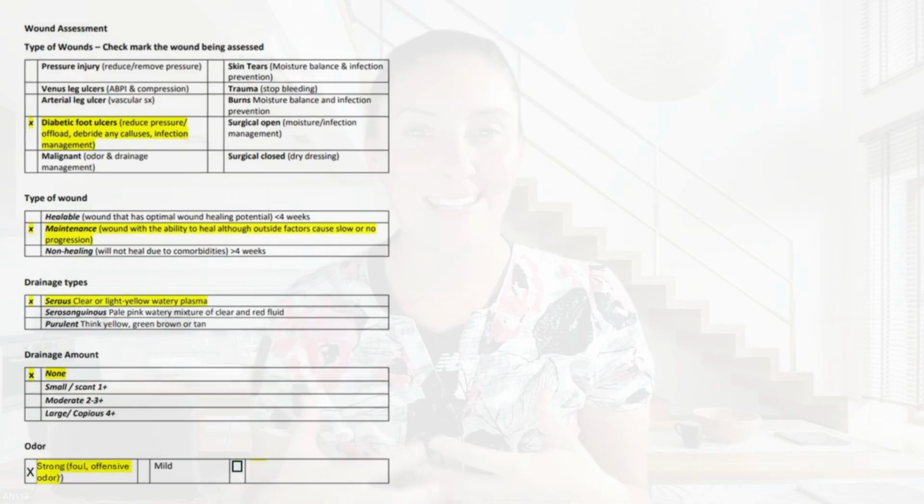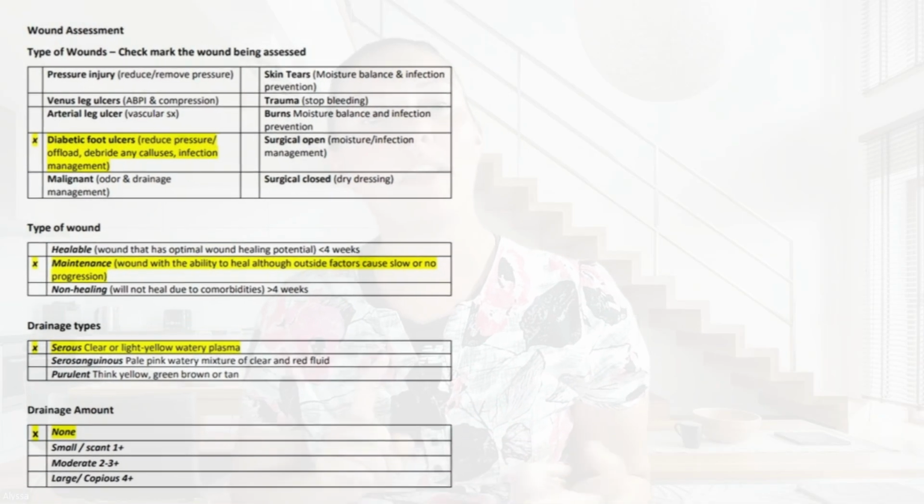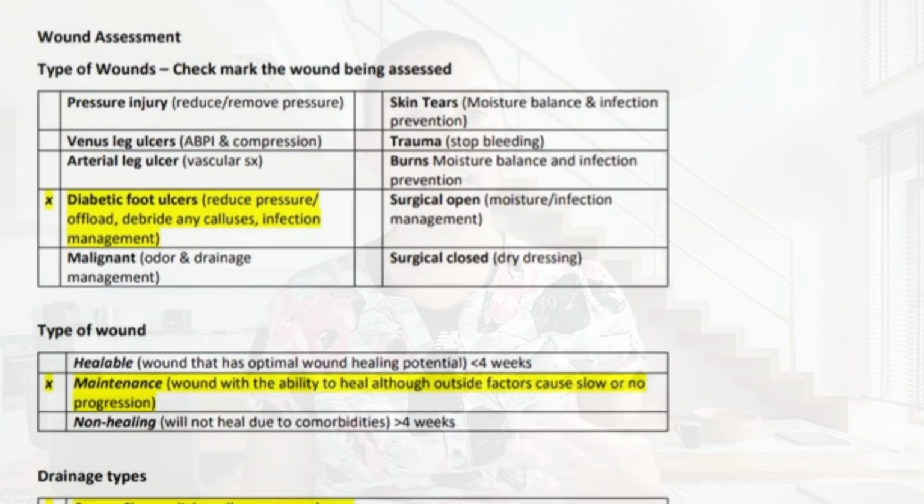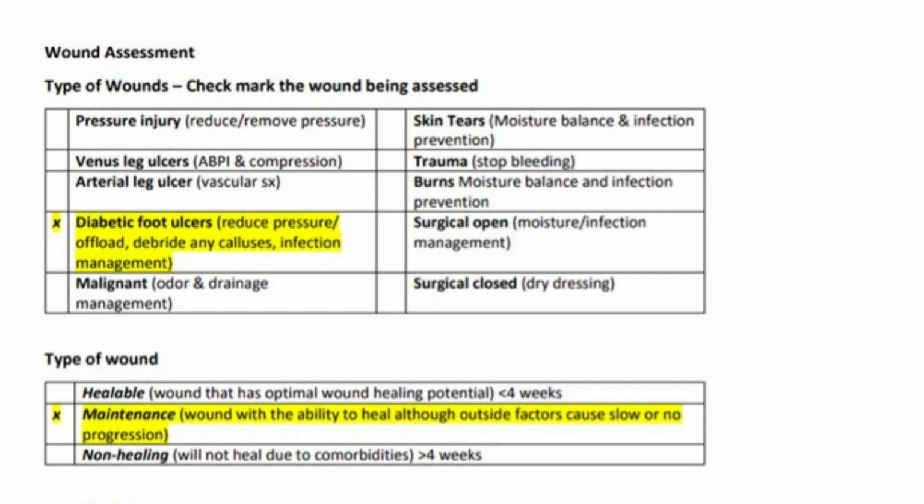So now I'm going to go over my actual assessment of how I would put this into my chart. Once again, it's in this book, my actual wound assessment that I use when assessing a wound. So as you can see here, the type of wound, so it has all the different types of wounds. Checked off is the diabetic foot ulcer. Now, if you read next to it, it says reduce pressure, offload, debride any calluses, and infection management. So for all these wounds here next to it, it does say what you need to be doing. And once again, that is in the book here. This exactly what you're seeing is right out of the book.